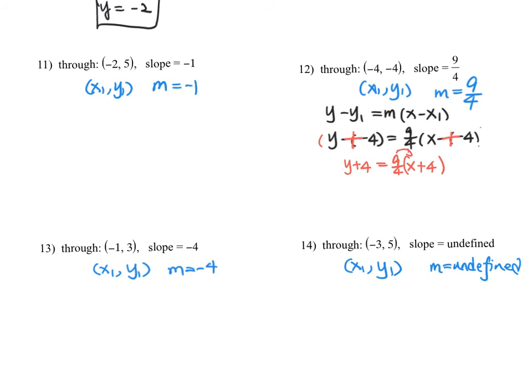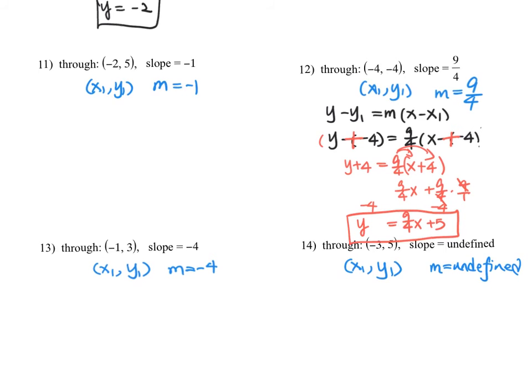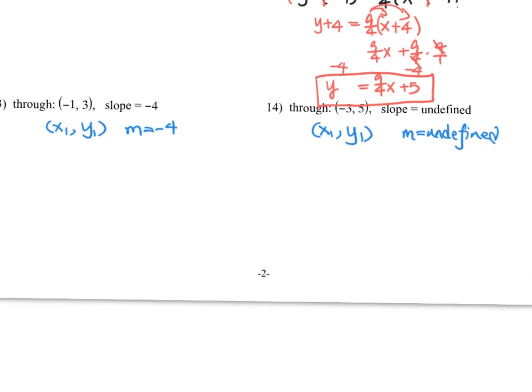Now if I do my distribution, I have 9 over 4x plus 9 over 4 times 4. Remember, if I multiply it by the denominator, it just cancels. And now if I subtract 4 on both sides, again, line up the integers or the numbers, I have 9 over 4x plus 5. Okay. So pause the video and finish all the other practices before you move on with me on number 14.